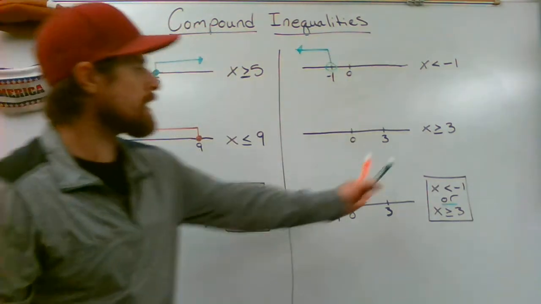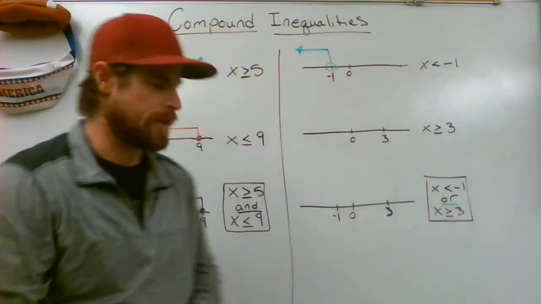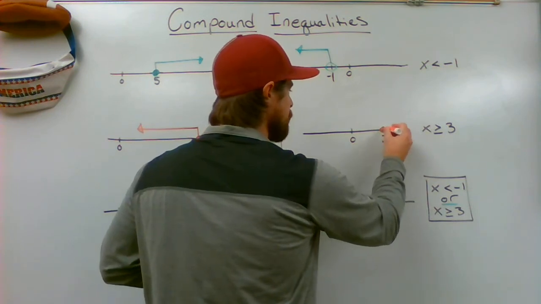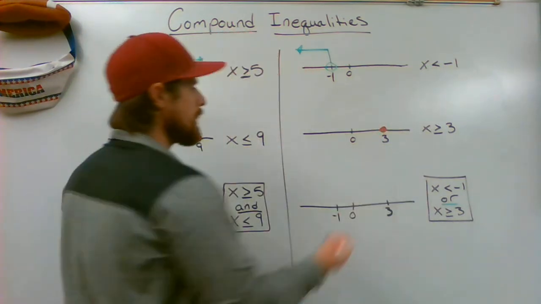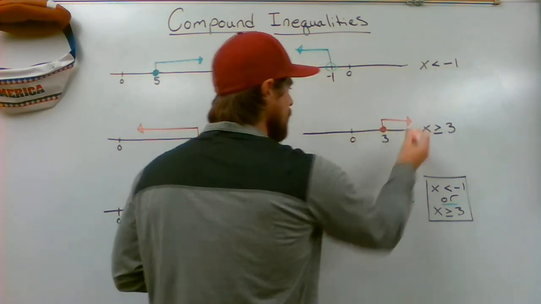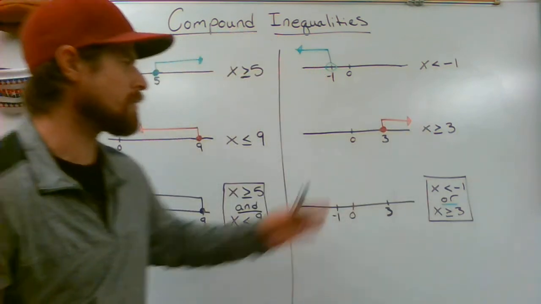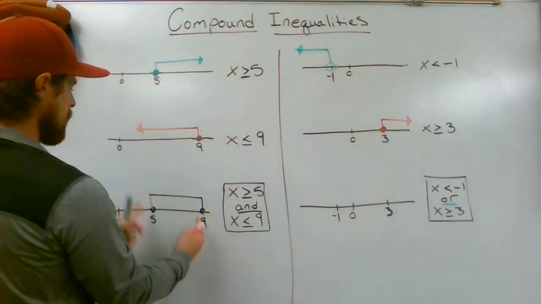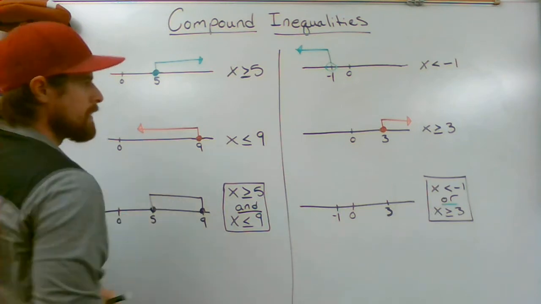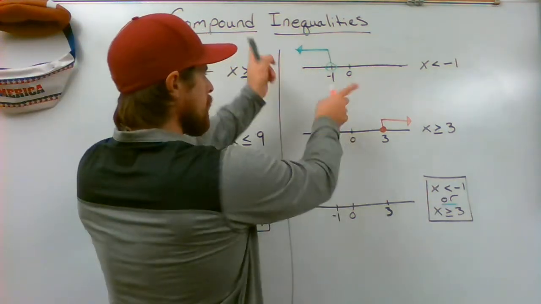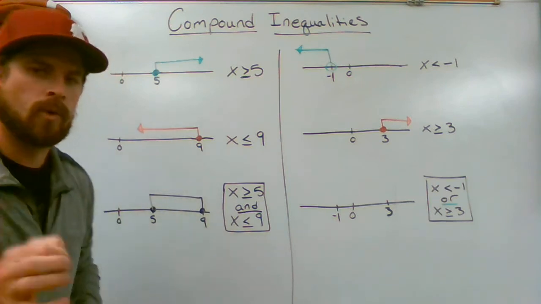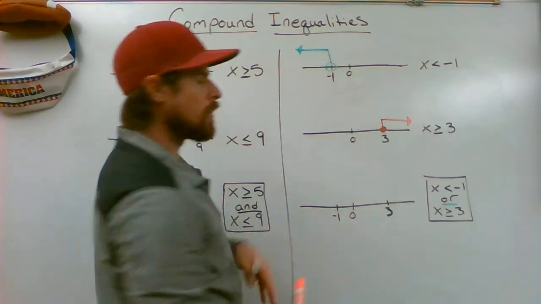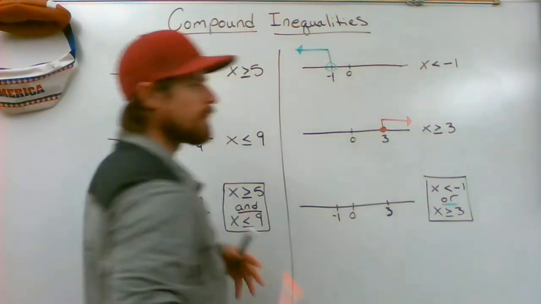Now, here I have x is greater than or equal to 3. Greater than or equal to. That "or equal to" is key. That tells me I need to fill it in. And I'm going to the right because numbers that are greater than or equal to 3 would be to the right of 3. Notice my lines here. Before, they were going towards each other, so they had overlap. Here my lines are going away from each other. That is an "or" statement. It could work for this one, or my solution could fit for that one.